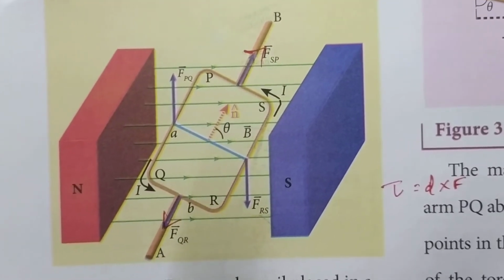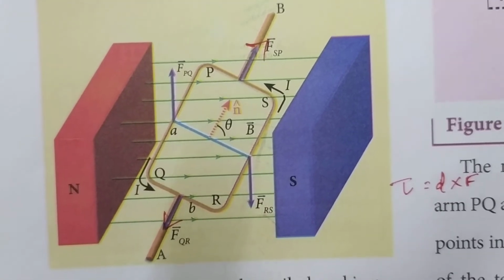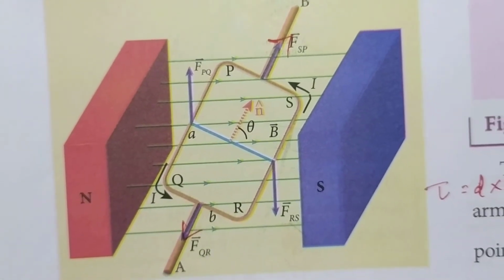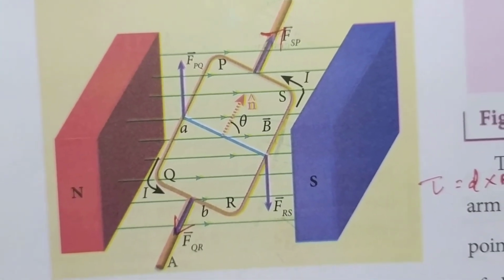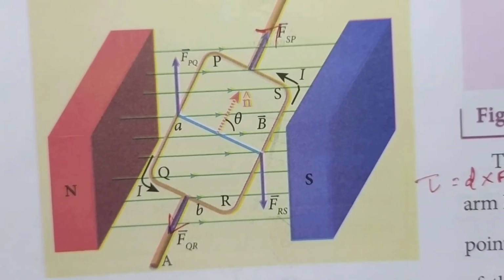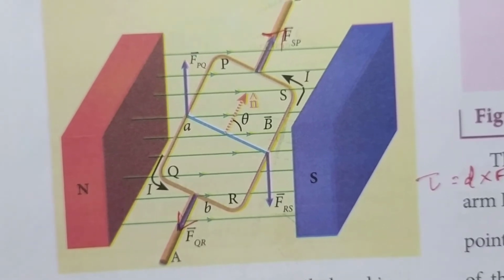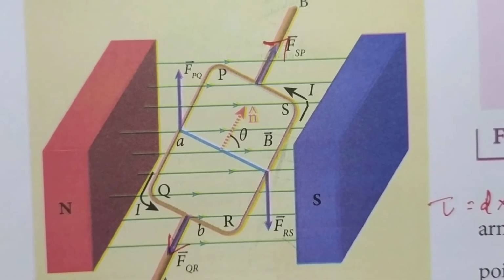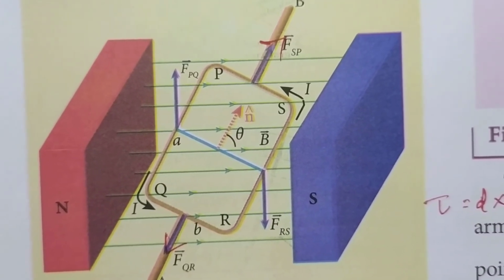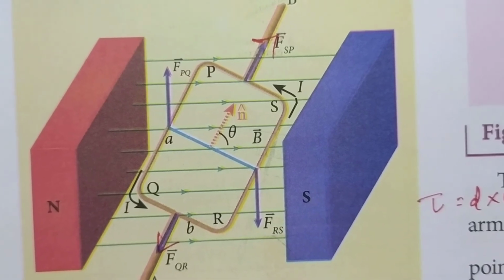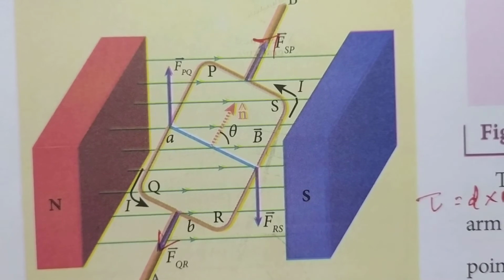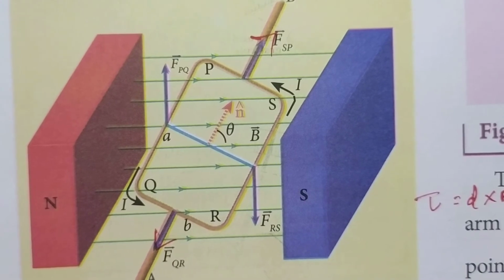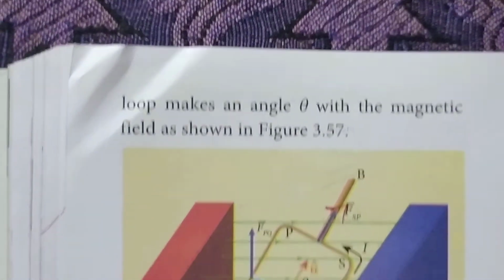When you see this diagram, there are two poles, north pole and south pole, and there is a uniform magnetic field existing between them. A coil PQRS is placed, and the length of PQ is a and the breadth of the coil, that is QR, is b. Here the coil is placed perpendicular to the magnetic field, and n vector is the normal vector, normal to the plane of the coil, and theta is the angle between the normal to the plane of the coil and the magnetic field. You should remember this theta, and we shall see the derivation one by one.